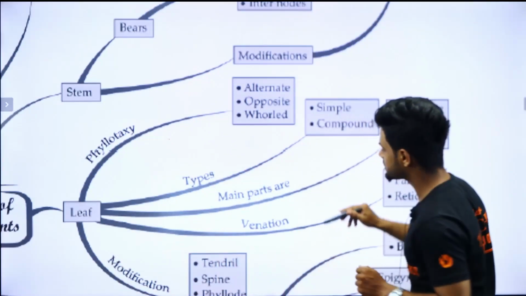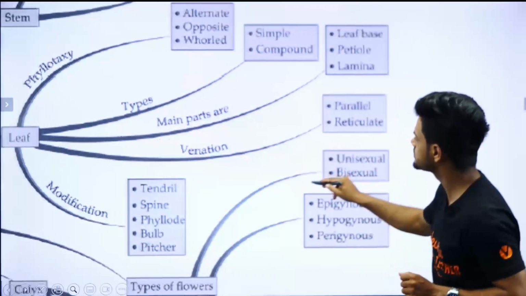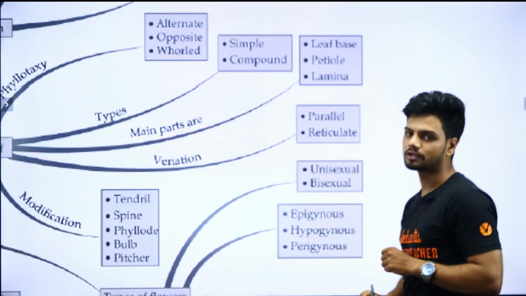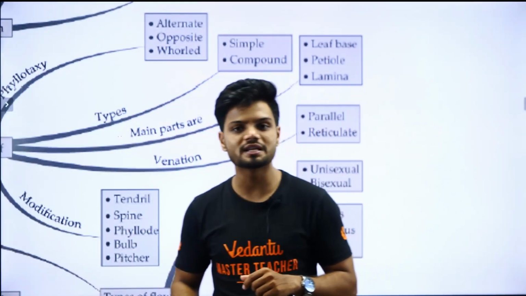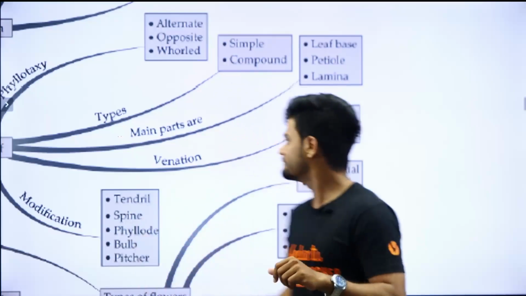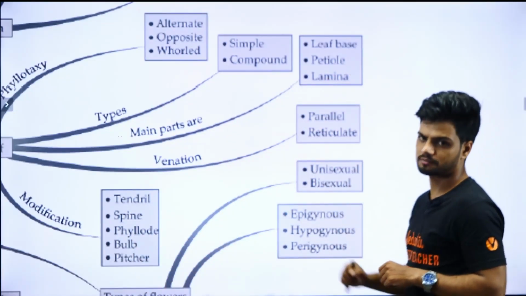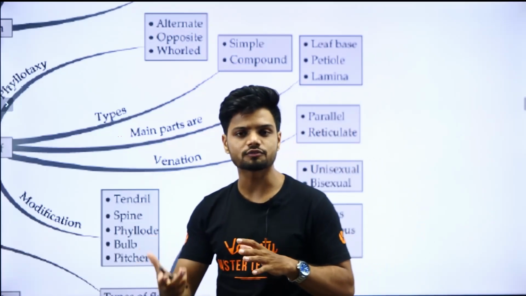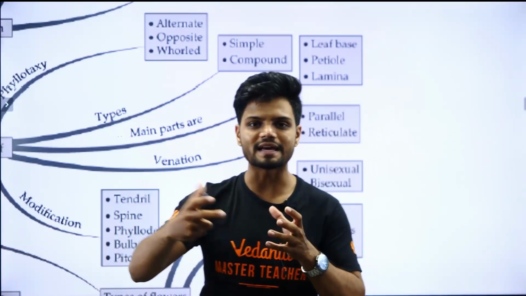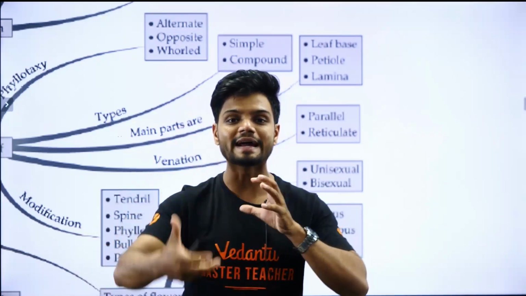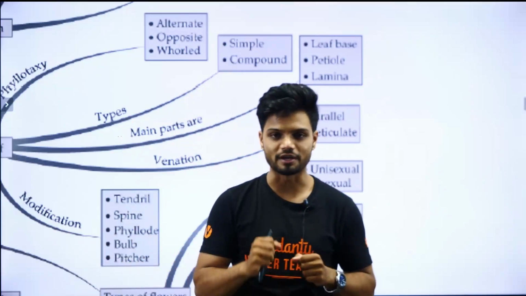The next thing which you need to understand here is the venation. That is parallel venation and reticulate venation. Parallel venation is mostly seen in the case of your monocots, where the veins are in a parallel direction. Reticulate venation is mainly seen in the case of your dicots, where the veins and veinlets form a complete network or mesh.